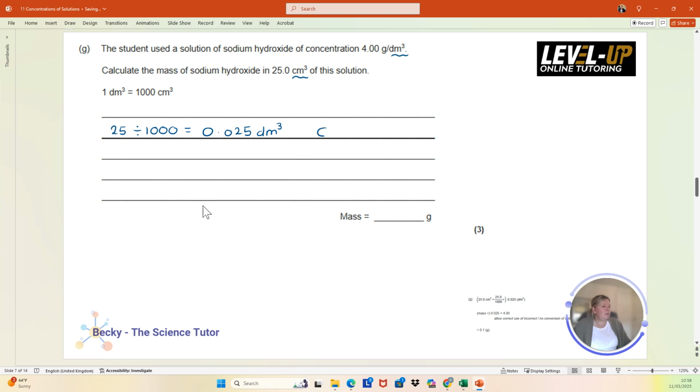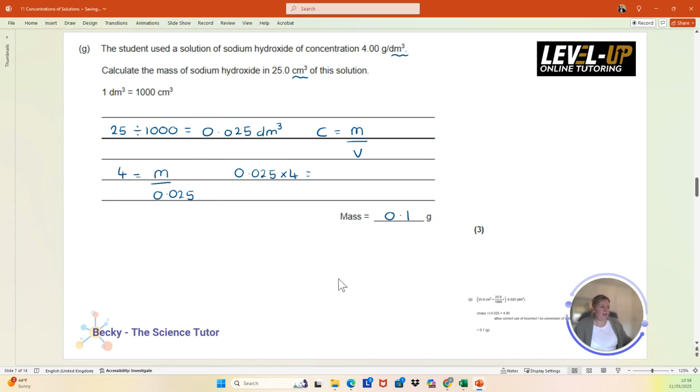Okay, concentration equals mass over volume. I'm going to come down here. I know the concentration, that is 4 grams per decimeter cubed, equals the mass divided by the volume, which I now know is 0.025. So I'm going to multiply both sides by 0.025, and that will give me my mass of 0.1 grams. So in terms of marks available, we've got 1 for our conversion, 1 for our correct substitution, and then 1 for the correct answer.